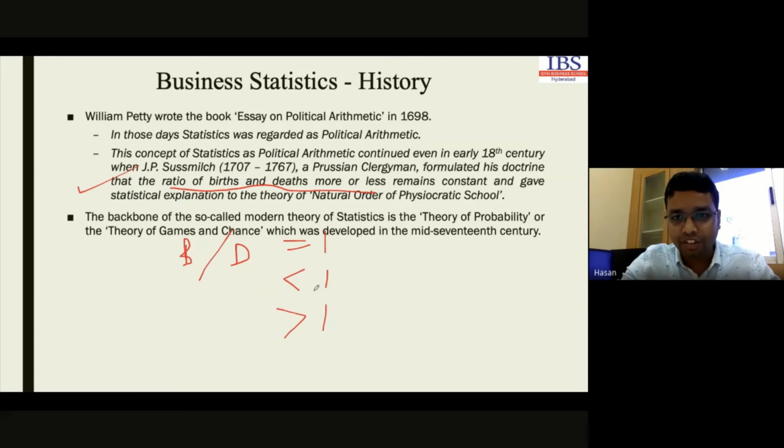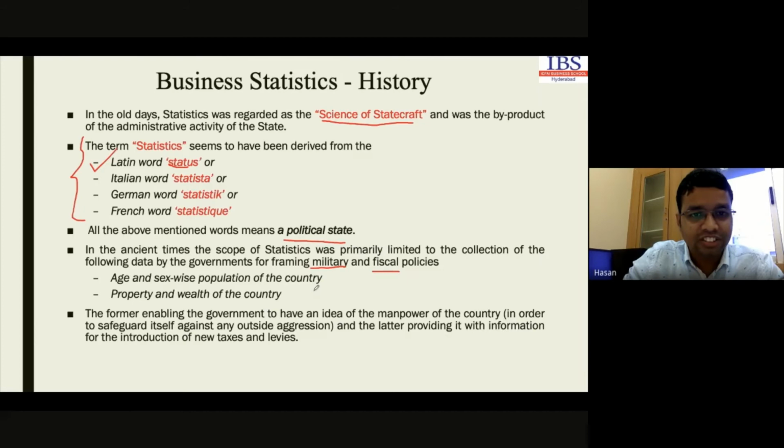Remember one thing, statistics was a very old term. What are the different sources I have explained here? Different sources from Latin word, like this. The Latin word is status, Italian statista, German statistik, and French statistique. There is a spelling difference, so try to understand the meaning and the spelling difference. So the very first definition of statistics is this one. The source is Latin, Italian, German, and French language, and the meaning of each and every word is political states.